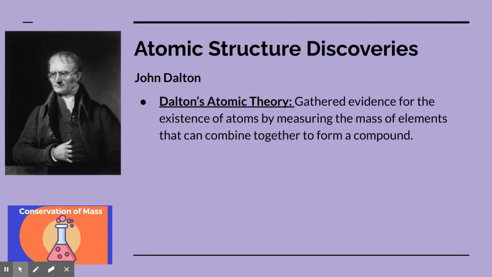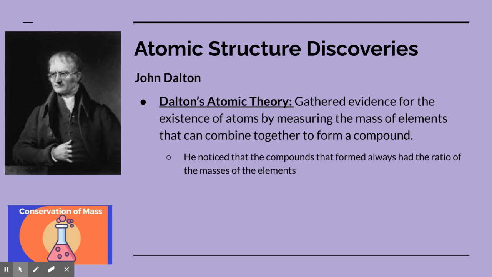So John Dalton's theory was that he gathered evidence for the existence of atoms by measuring the mass of elements that could be combined together to form a compound. Because he was also able to show that compounds formed always had the same ratio of masses of the elements, he's credited with contributing to the law of conservation of mass. Now, of course, Antoine Lavoisier was the one who pretty much devised that idea.